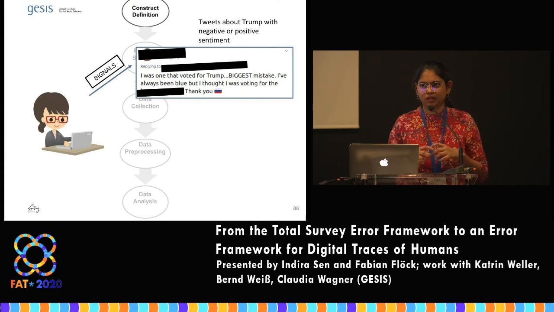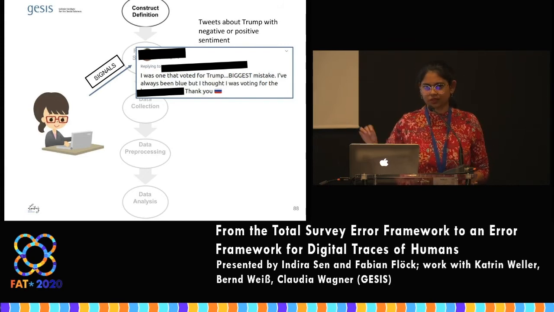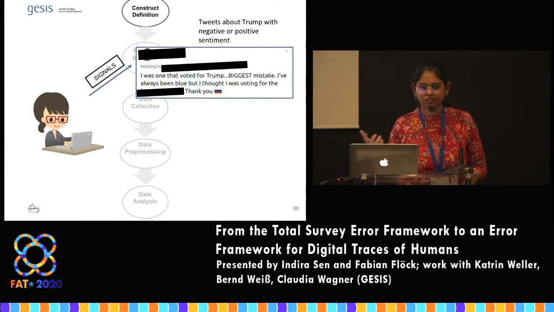So you have to find a concrete manifestation of this in how they behave. So one way of doing that would be to see tweets about Donald Trump, which have either negative or positive sentiment, which would be then indicative of approval or disapproval, respectively. And that seems like a sensible measurement. It can still have issues of validity, though.